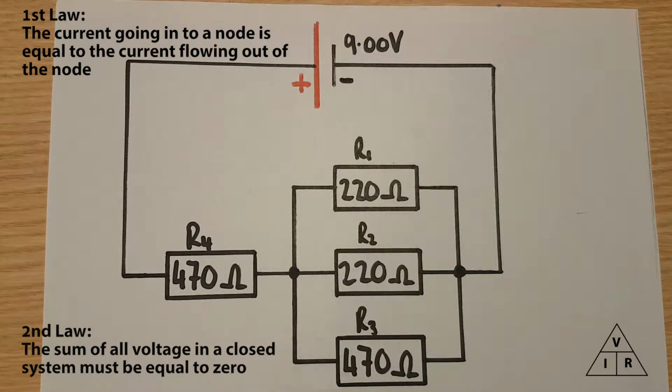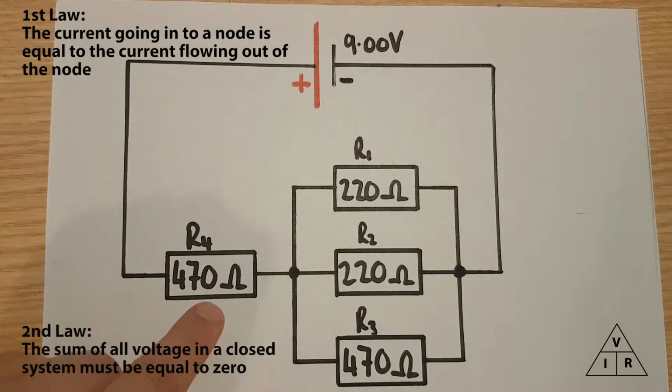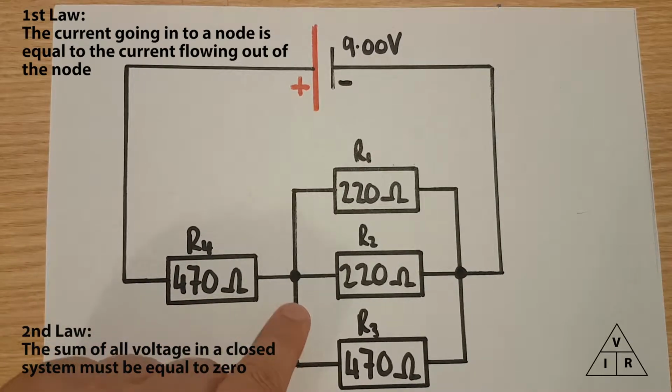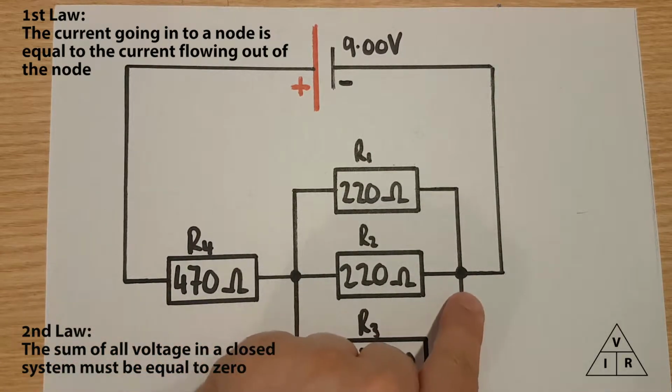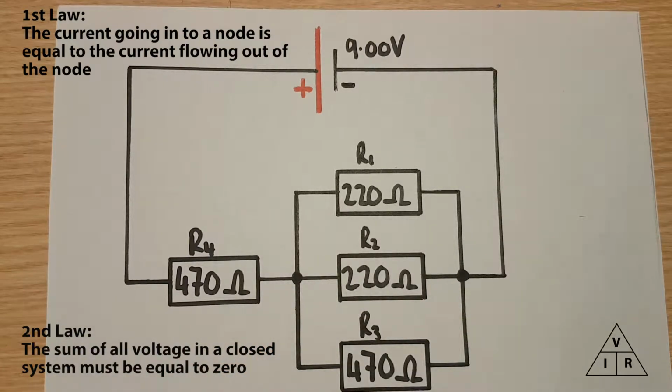Now going to the first law, we have a node here, we have a node here, and what this law means is the current flowing through this component here will be the same here as it is here. It will be the same here as it is coming out of here. And this makes sense if you remember your theory about series circuits. The current in a series circuit is the same around the whole circuit.